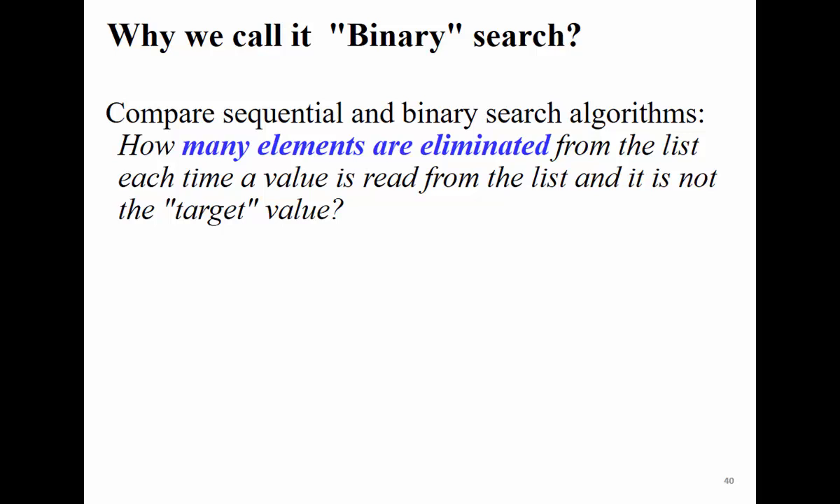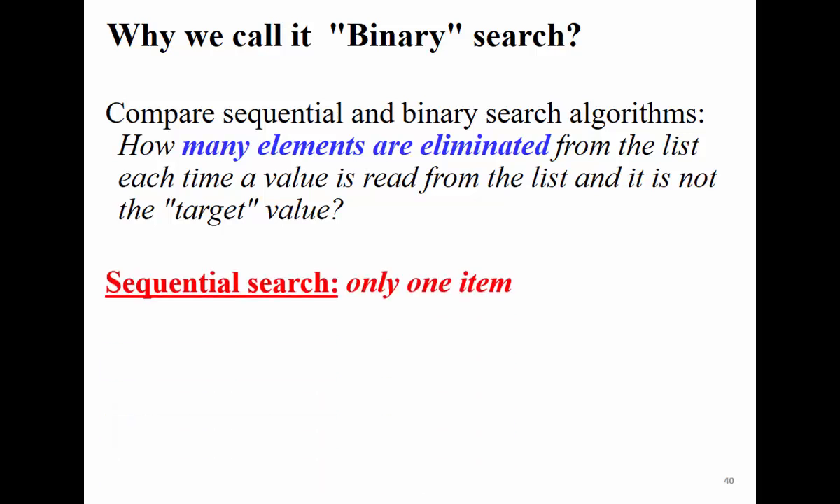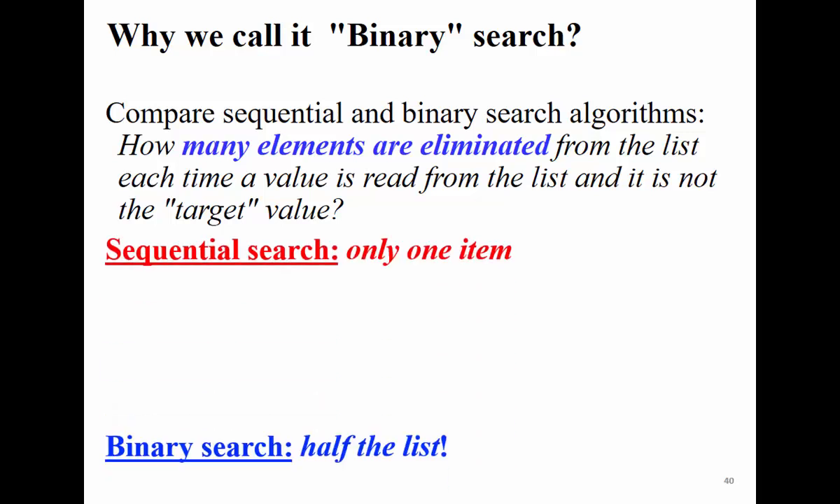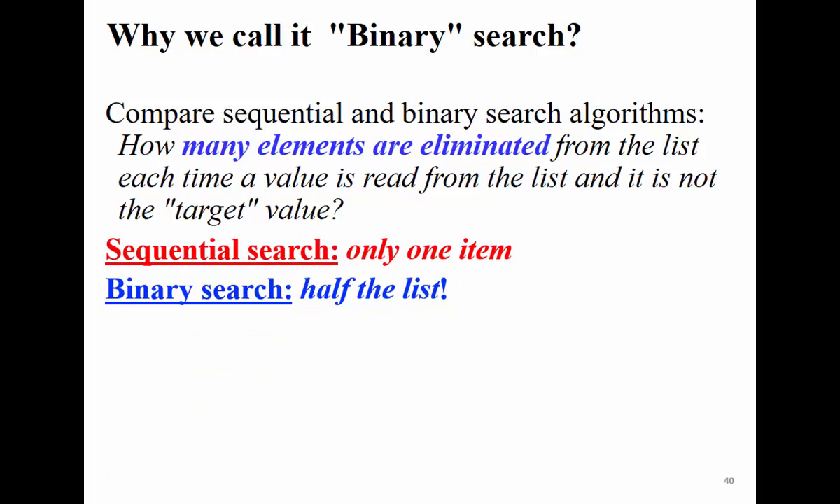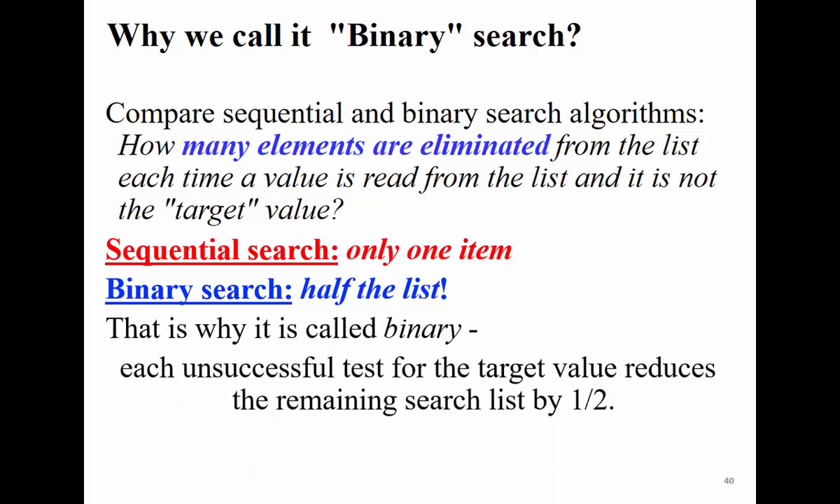Why do we call it binary? Because each time we go to the array and check for the value, we eliminate half of the array. For the sequential, we eliminate only one, but for the binary search, we eliminate half of the array. So each time we do not successfully find the target that we are looking for, we reduce the search by 1/2. So if we have an input of size n, each time we do not succeed in finding the target, we reduce the size of the input by n/2.